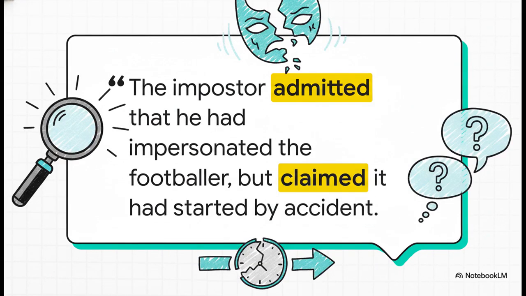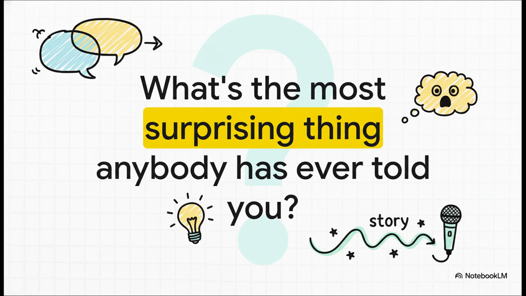When he was finally found out, the impostor had to confess. And once again, look at those verbs. Had impersonated, had started. We're using the past perfect tense because we're reporting events that happened even further back in the past. So what's the big takeaway from all this?